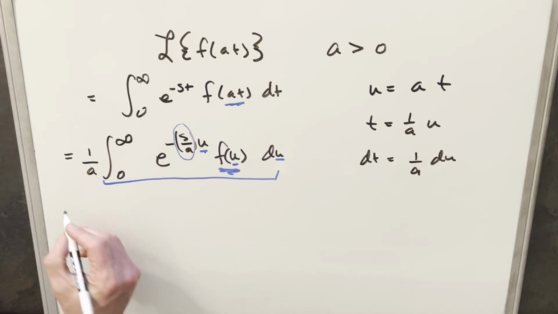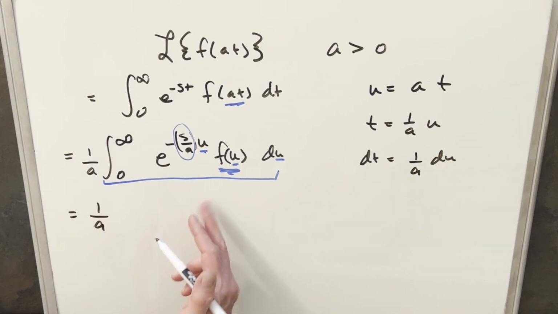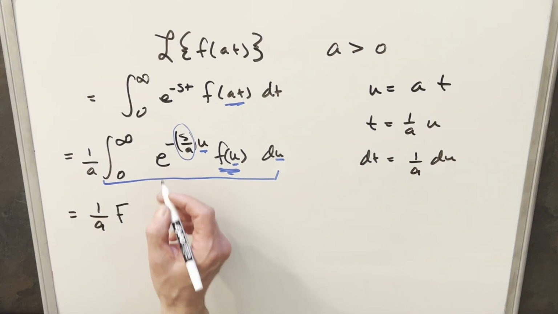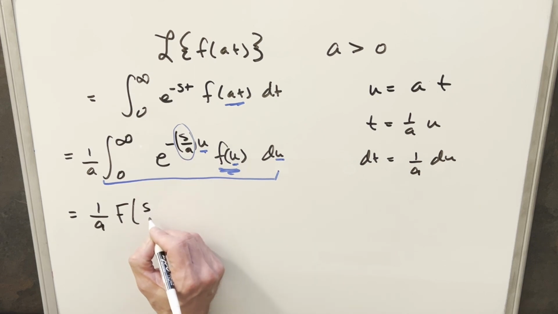So from here, I can just go to our formula for this. We have 1 over a in front. And so for this whole thing, we can write it as our big F, our Laplace transform, but the input changes, it's just going to be s over a.